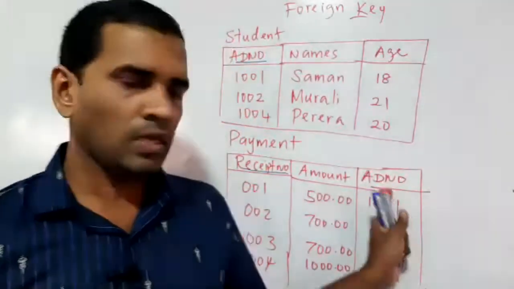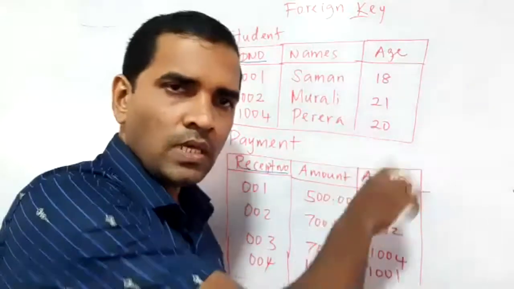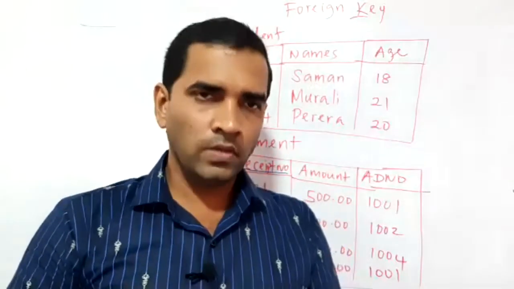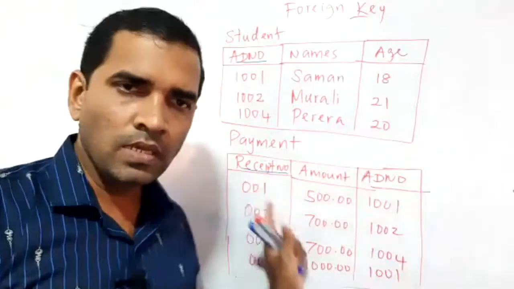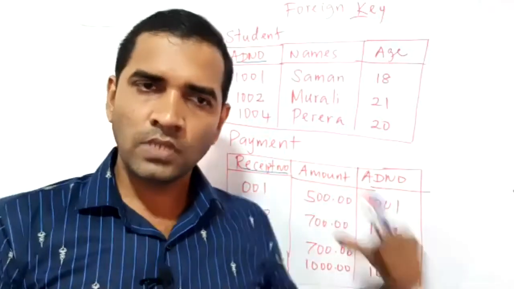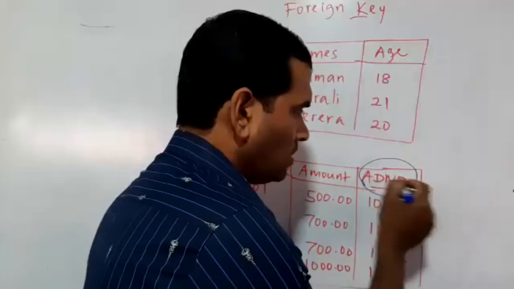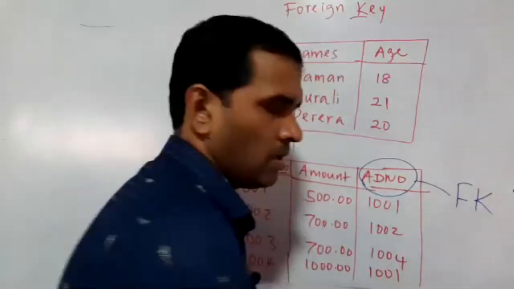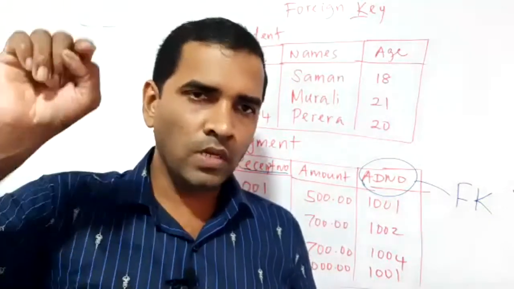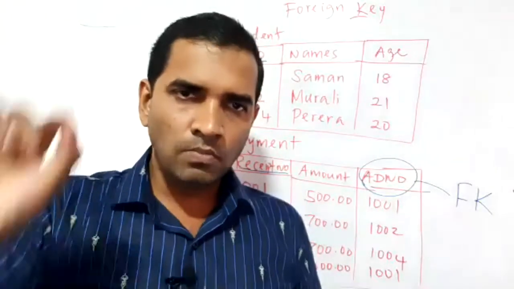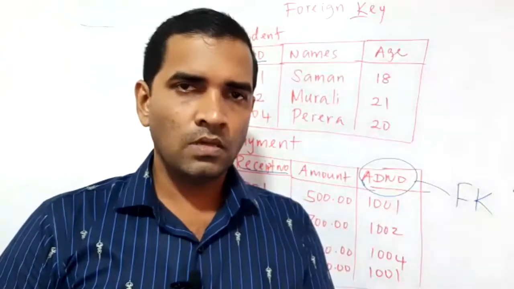So here it is not the primary key because receipt number is the primary key. So in payment table, this ADNO is called foreign key because that is the primary key of another table, but not the primary key in this table because receipt number has already been set. So here, this can be called foreign key, right? This is foreign key. Have you got the point? So if you are trying to point one field as foreign key, make sure that field should be the primary key in another table. That is important. Have you got my point, right?